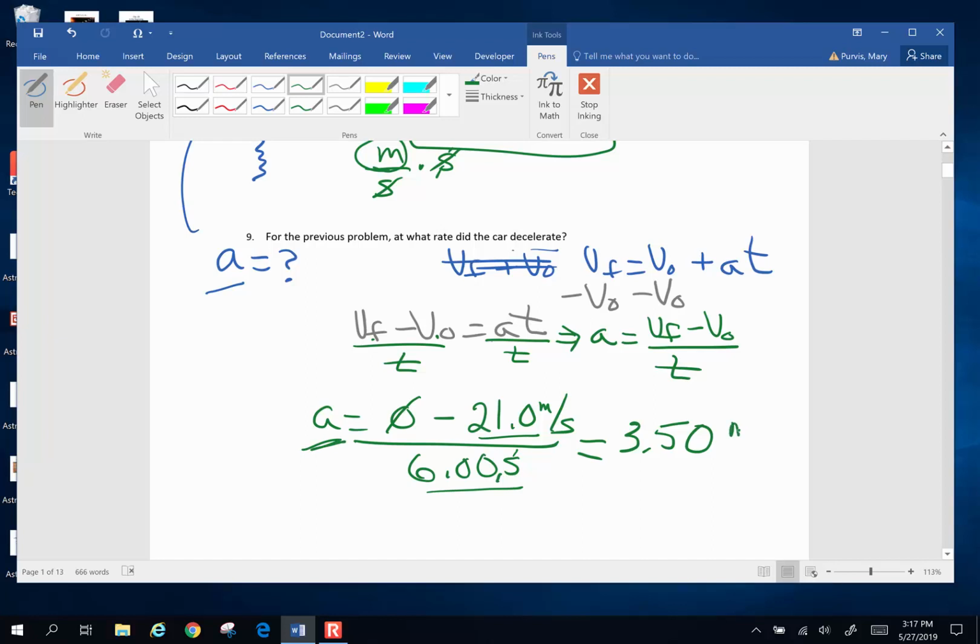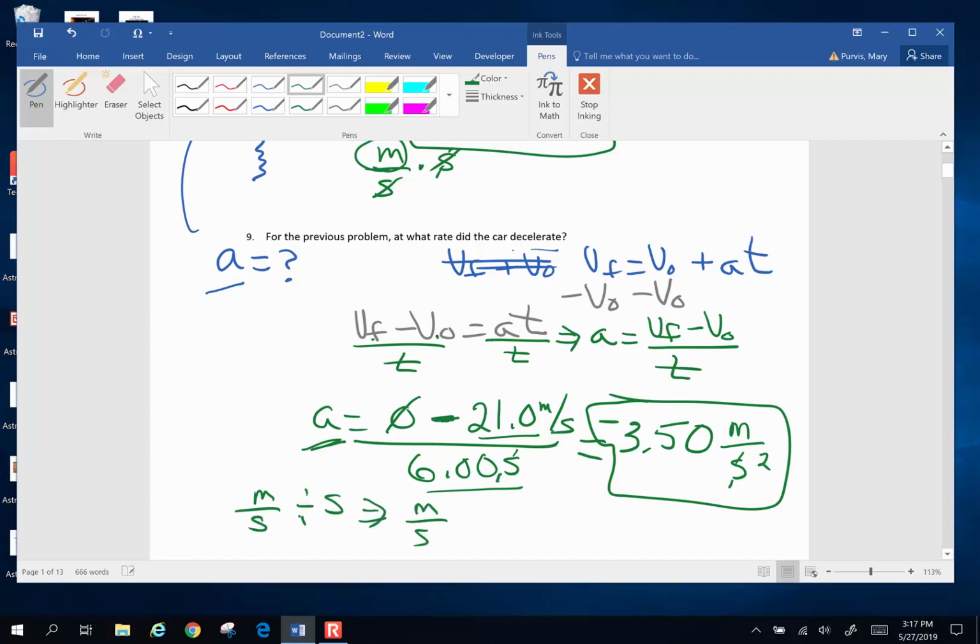It should be meters per second squared. And I forgot something, and I can hear you yelling at me. There is a negative sign there, so my acceleration is going to be a negative 3.5 meters per second squared. Where did those units come from? Meters per second divided by seconds gives me meters per second. Invert and multiply, 1 over seconds, meters per second, seconds times seconds, seconds squared. So this is a check on my algebra, and I did that correctly. That is the rate of deceleration for the vehicle.